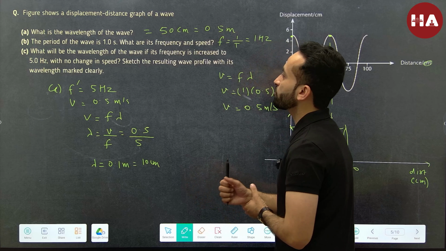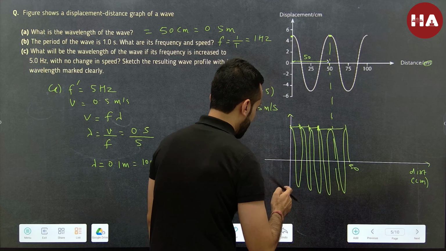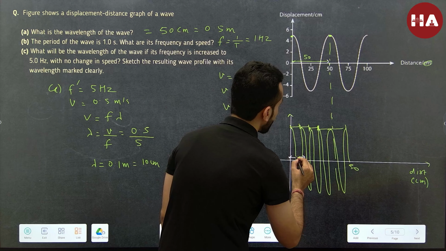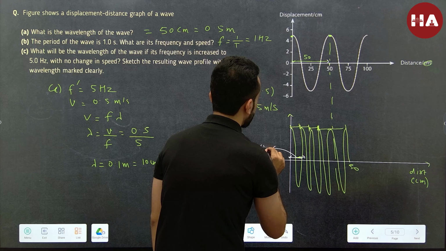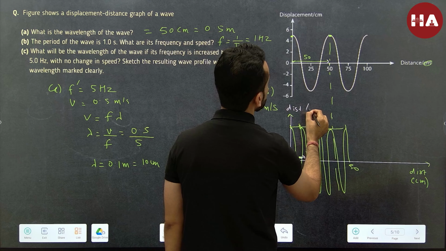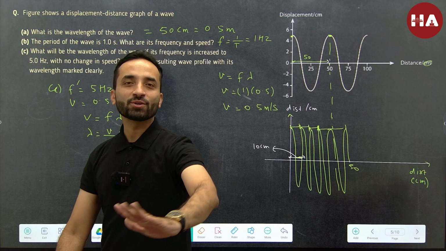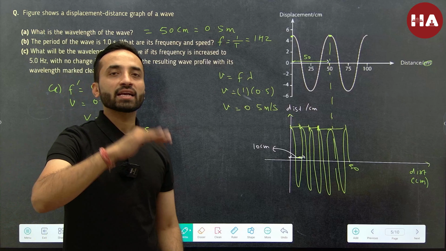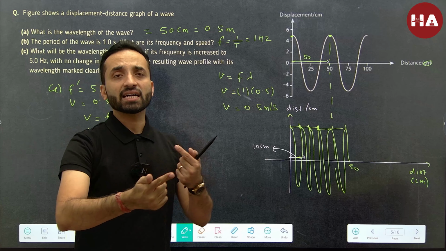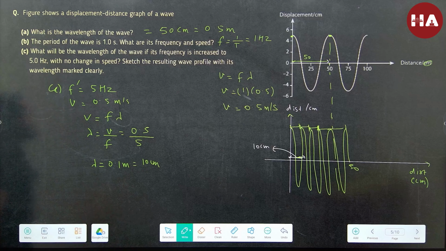Sketch the resulting wave profile with its wavelength marked clearly. So now the wavelength is going to be only this much, students, that is 10 centimeter. So this is again distance. You can follow the same pattern, distance in centimeter. I hope you are able to understand, students, and you are understanding how waves are. I am only giving you the basic mathematics today, and next class we will start relating it with sound and light then.